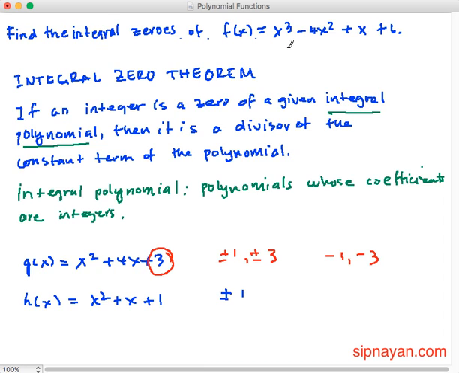previous video. No? So if an integer is a zero of a given integral polynomial, then it is a divisor of the constant term of the polynomial. No? So yun ang sinasabi ng integral zero theorem. And when we say integral polynomial, yun yung mga polynomials whose coefficients are integers.